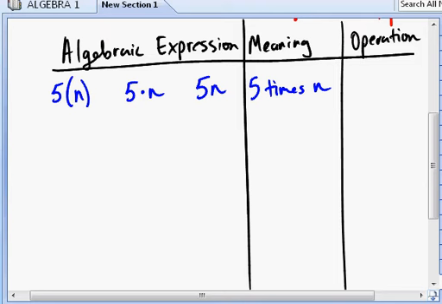If you see a little dot in the middle, that means times. If you see no dot in the middle, just a 5 next to an n, that also means 5 times n. These two are the same. Or if you see this parenthesis next to the 5 with the n inside, that also means 5 times n. Now, this one's not in the book, but can anybody think of another way to write 5 times n besides those 3?